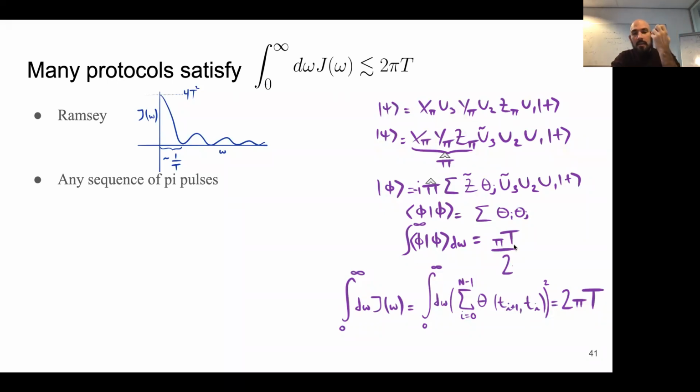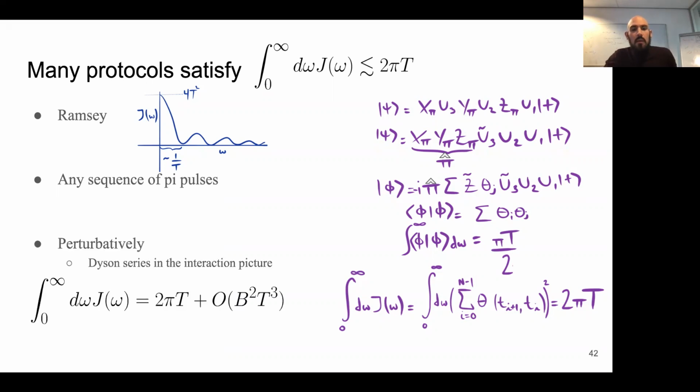And I should also note that starting on the equator is the sensible thing to do for a lot of sensing protocols, because it's the most sensitive place you can be to the magnetic field. This intuition changes a bit when you are integrating over frequency like we're doing, because you're interested in the performance on multiple frequencies. We'll see that in a few slides. The last note is that perturbatively, you also see that the integrated quantum Fisher information should be 2πt plus higher order terms, B squared t cubed.